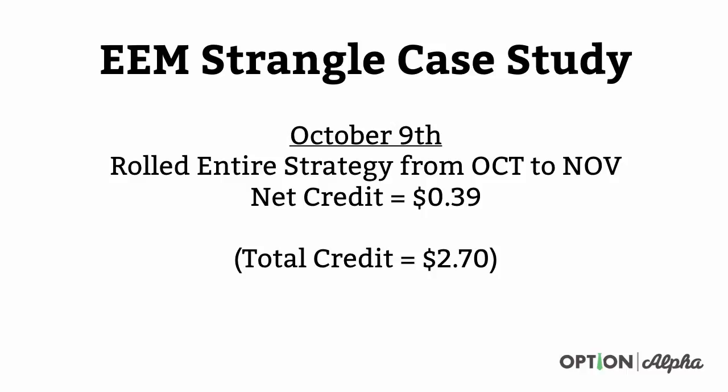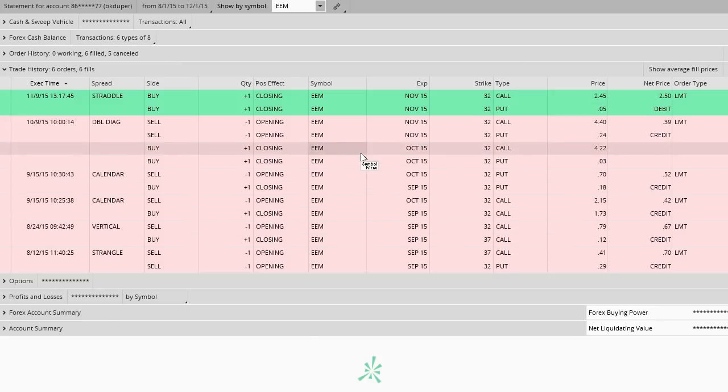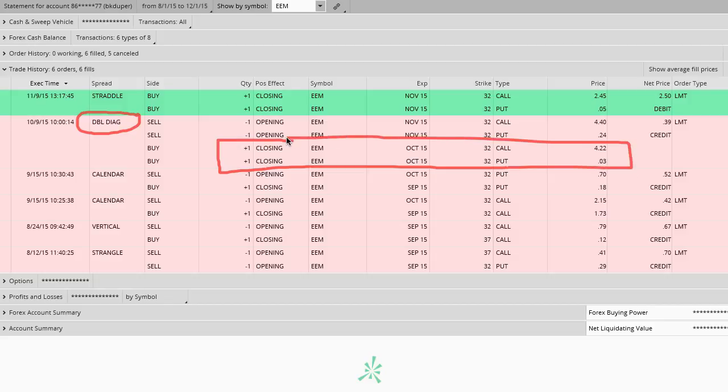And that's all it's about, is continuing to reduce risk by getting a credit and maintain the position another month out. So now you can see we've rolled this entire position out from October to November. So we used one single double diagonal order to accomplish this back on October 9th. So we rolled the trade from the October strikes. We closed those out. Notice we did the same strike prices. We have not moved the strike prices. And we rolled it out to the November contracts, which are the new contracts. Again, same strike prices for $39 credit.